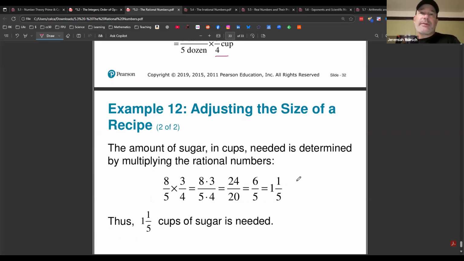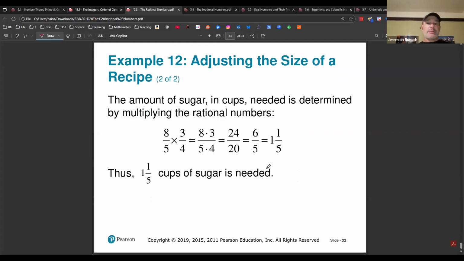Okay, so that's a really good example of how scaling up or scaling down occurs with rational numbers, especially in terms of baking.